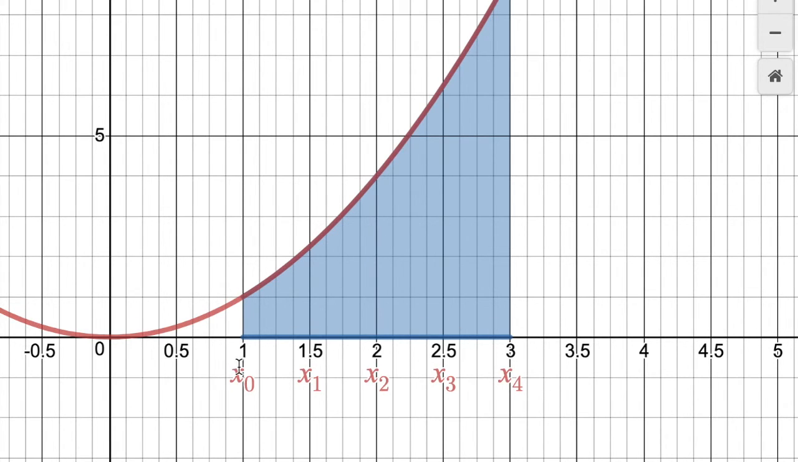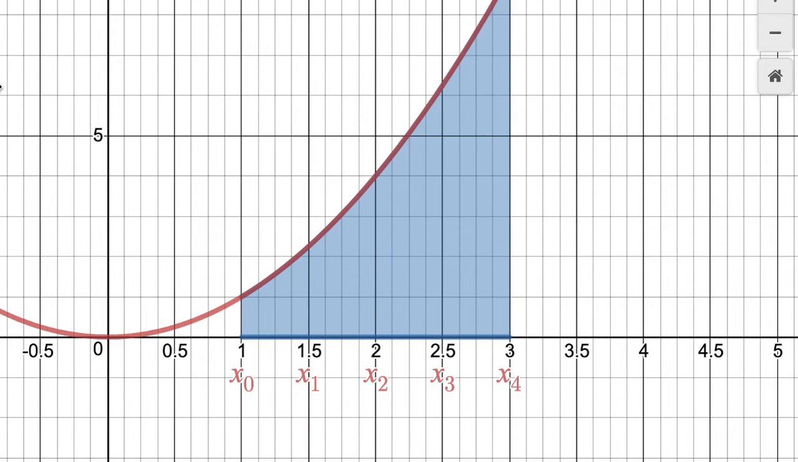So my x sub 0 is my left endpoint. If I'm doing L4 or R4, then my last one will be x sub 4. All right, so let me put in my things here. Oops, that's not what I wanted to do, sorry. Okay, let's put on our rectangles here.